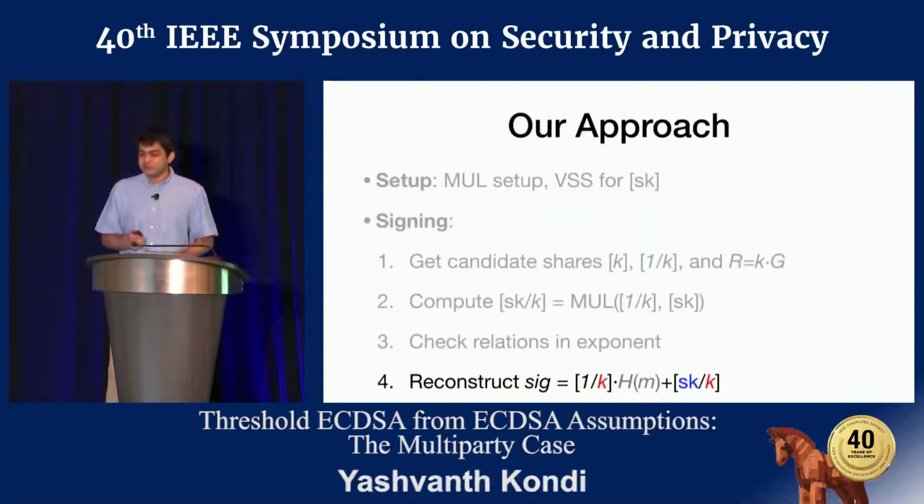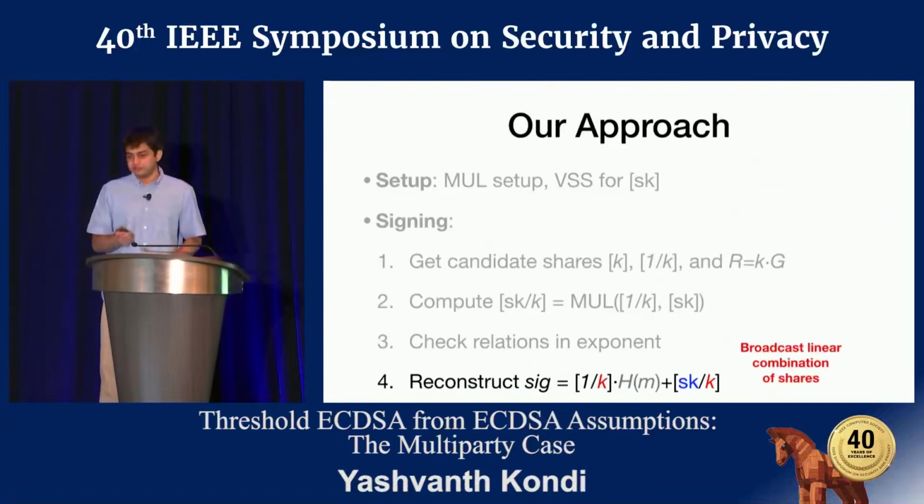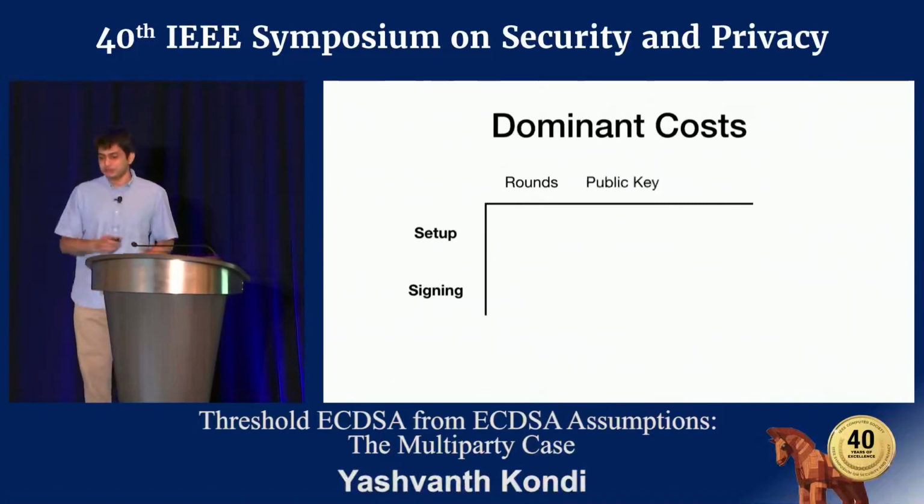Right, and the final step, once we verify that all the sharings are good, is to just broadcast a linear combination of shares, which is quite simple. So looking at the dominant costs for our protocol, we look at the dimensions of the number of rounds, the public key operations, and the bandwidth required.